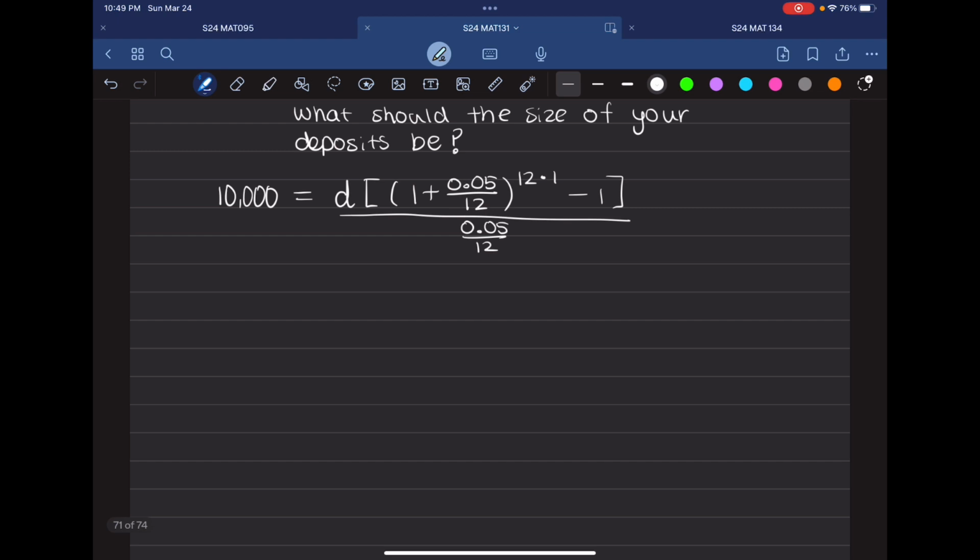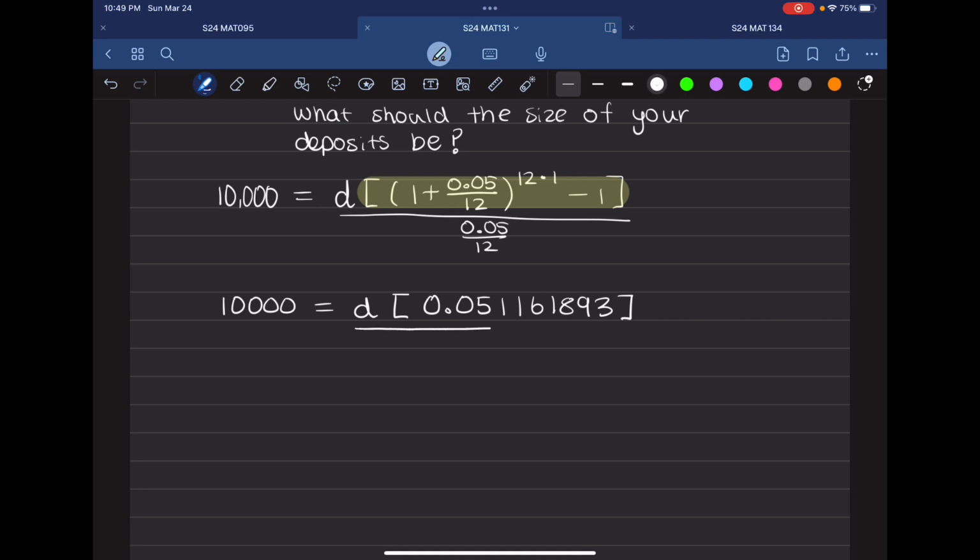So what I would recommend doing first would be plugging in what's inside of these brackets into the calculator. Now, if you do that, and please check that you do actually get what I'm about to write so that you know if you need to make adjustments with how you're typing things in, you should end up getting 0.05116189.3. And so you can type that into the calculator and just write it down.